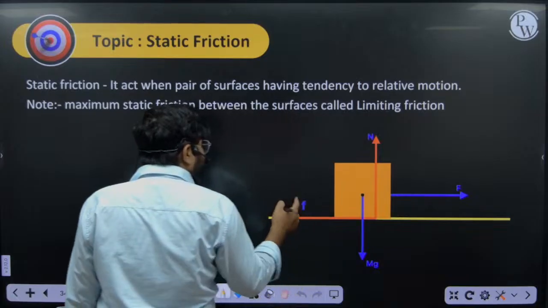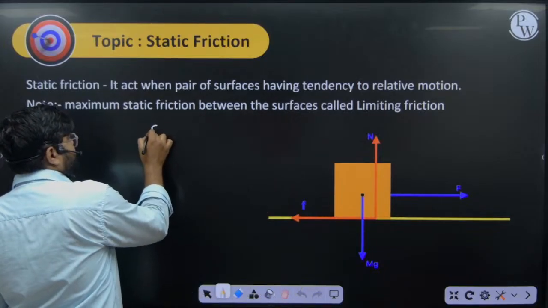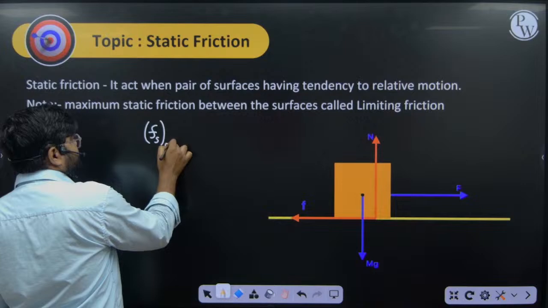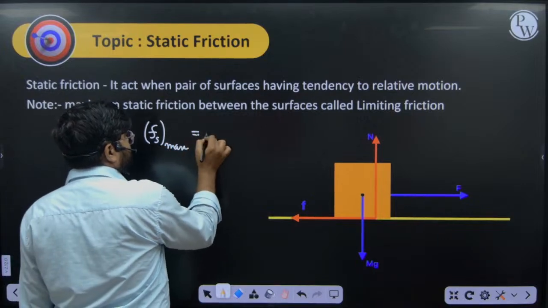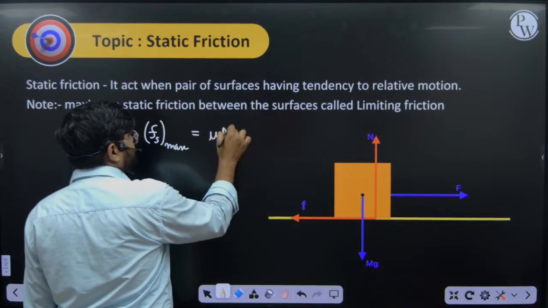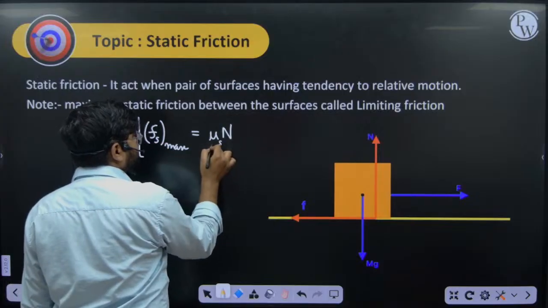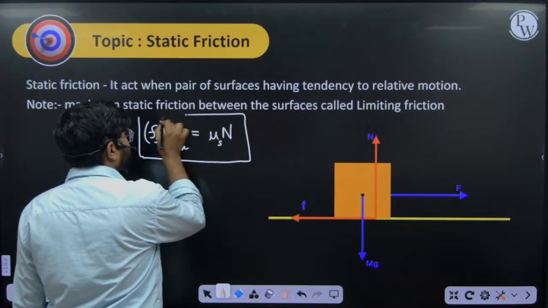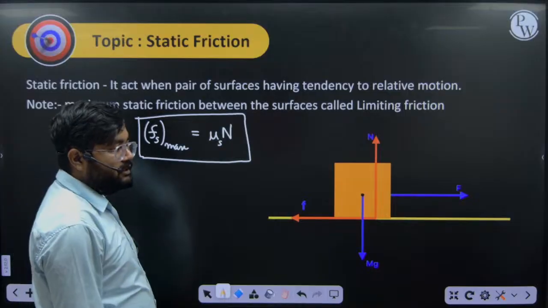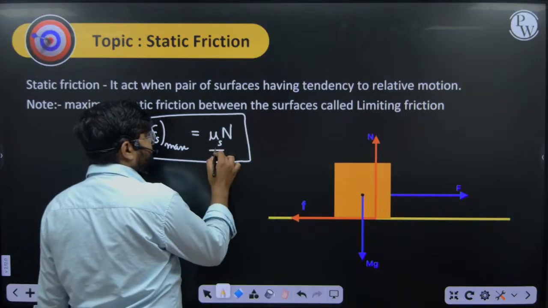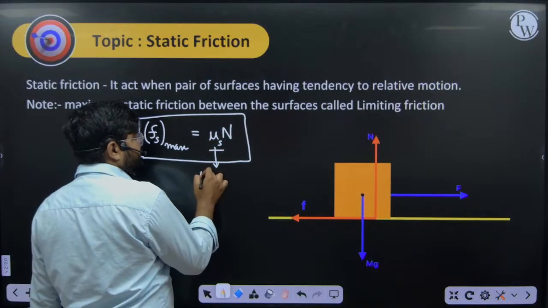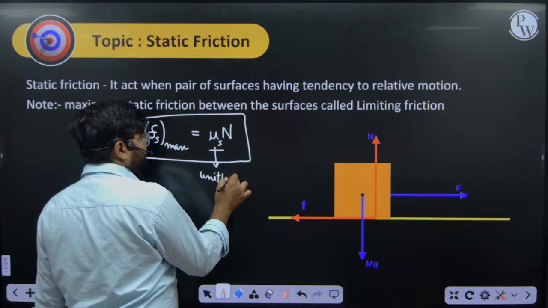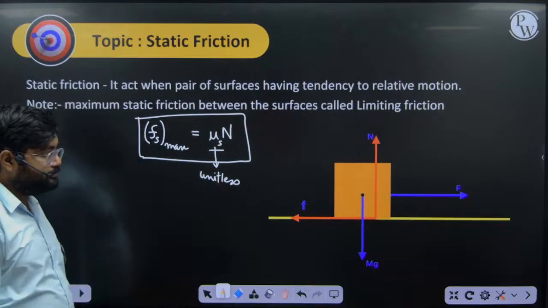Now, what is the value of static friction? The maximum static friction value is given as mu s into normal reaction, where mu s is the coefficient of static friction, unitless and dimensionless.